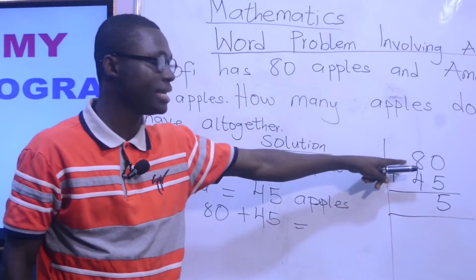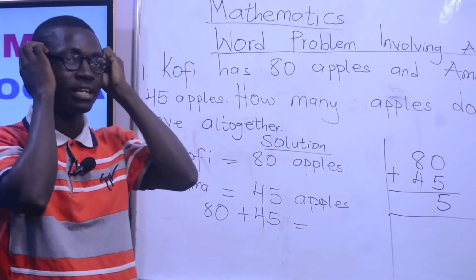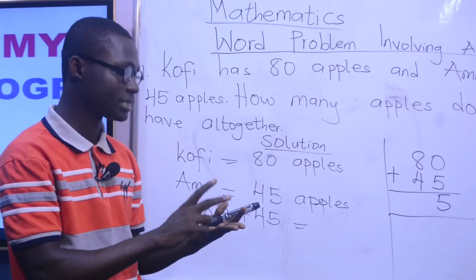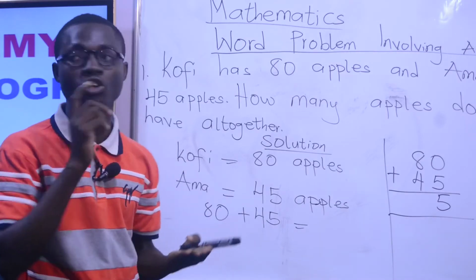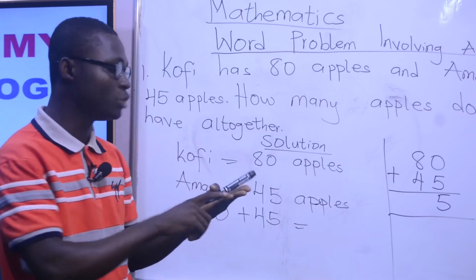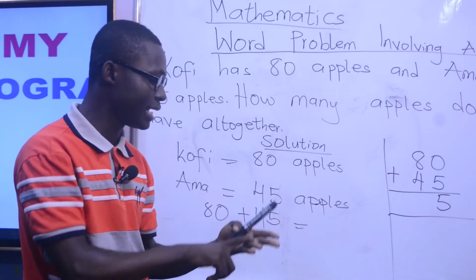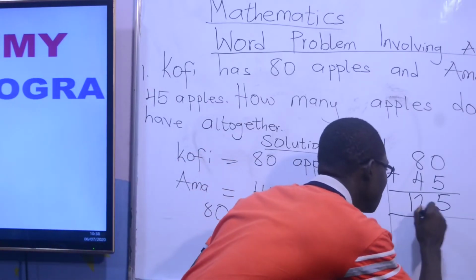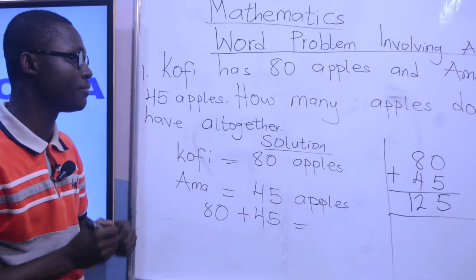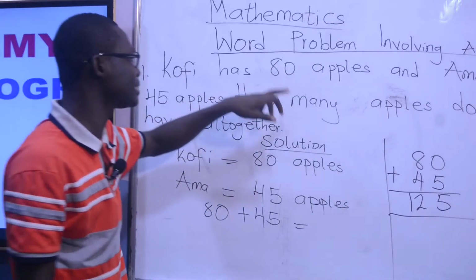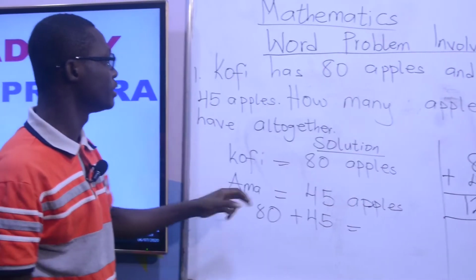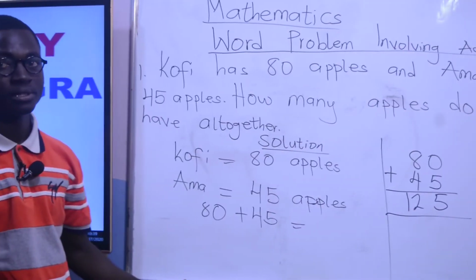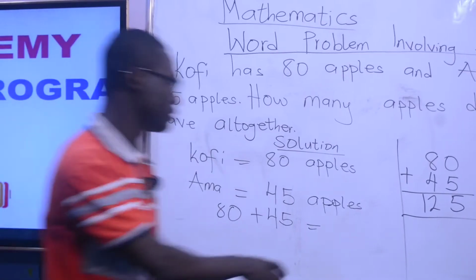So what is the big number here? 8. So the 8 is there. So how many are you going to add? 4. So you just start. When you are going to add the 4, you are not going to say the 8 again. But you rather start with 9, 10, 11, 12. So our answer here is 125. So it means that when you add the 80 and the 45 together, you are going to get 125. Should we move on? Okay.